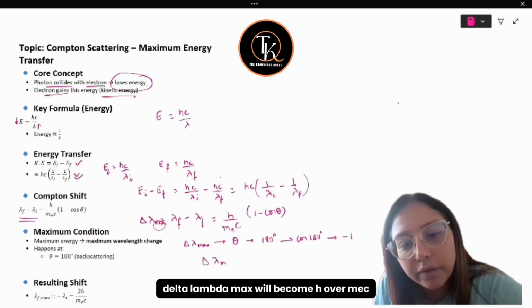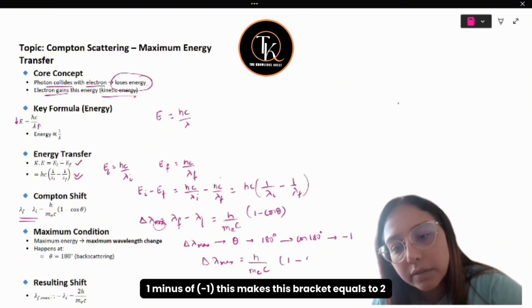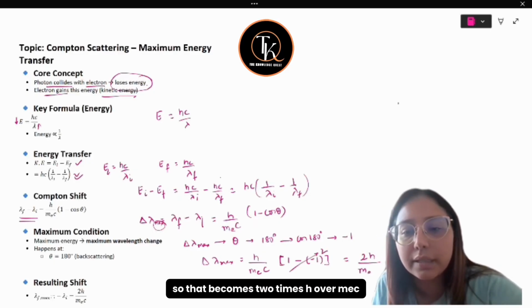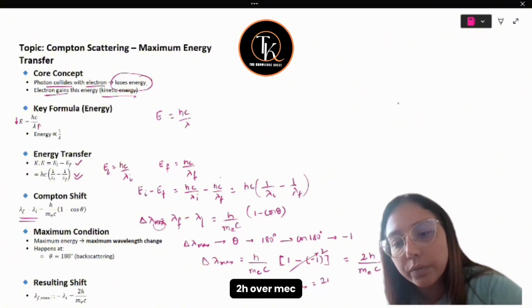Delta lambda max will become h over me c times 1 minus of minus 1. This makes this bracket equal to 2. So that becomes 2 times h over mec. Let's hold our thought here. It becomes delta lambda maximum is equal to 2h over mec.